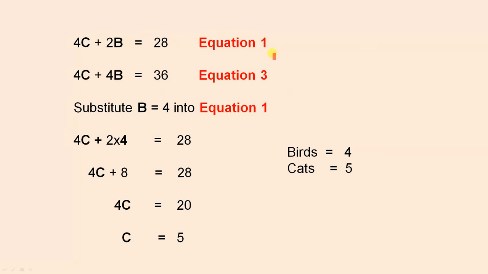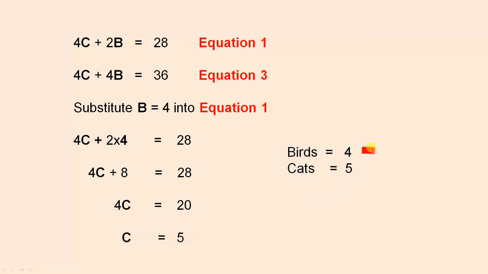I've repeated equation 1 and equation 3 again because we have to substitute b equals 4. You can substitute it into any one of those equations, but I've chosen equation 1 because that looks like the simpler equation of the two. So 4c plus 2 times 4, because b is 4, equals 28. 4c plus 8 equals 28. Subtract 8 from both sides, which gives us 4c equals 20. Divide both sides by 4, so c equals 5.